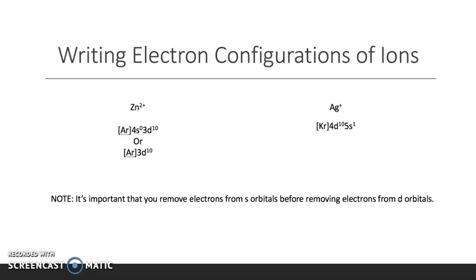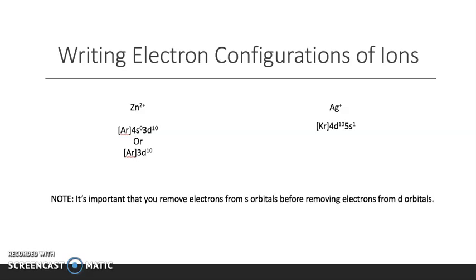Next, something with an added step is when we're working with ions. And I put this little note here. It's important to note that you remove electrons from s orbitals before removing electrons from d orbitals, and this is true when we're working with ions. So let's say we're working with zinc 2+. We're removing 2 electrons, as indicated by the 2+.